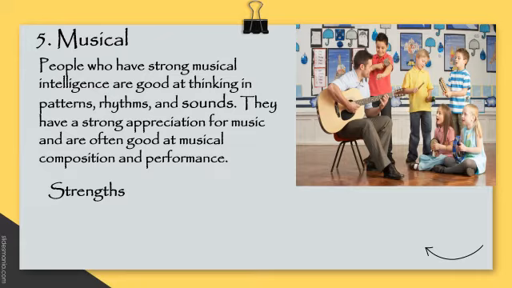The next intelligence mentioned in Gardner's theory is musical. So people who have strong musical intelligence are good at thinking in patterns, rhythms, and sounds. They have a strong appreciation for music and are often good at musical composition and performance. They're good in rhythm and music.